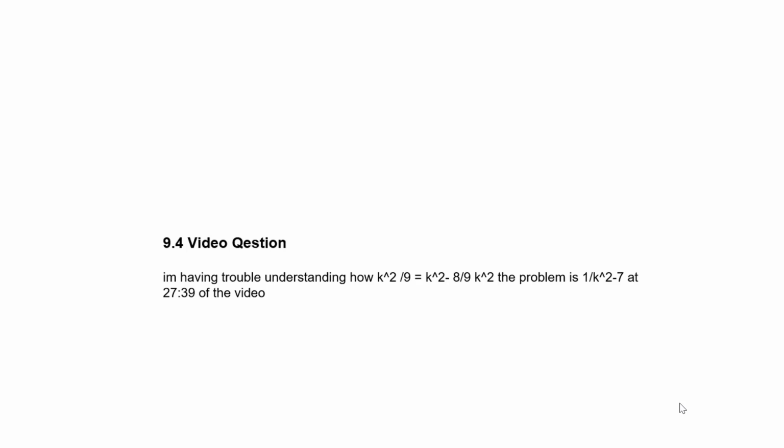I received a question from section 9.4 about the video presentation, and here is the question. I'm having trouble understanding how k squared over 9 is equal to k squared minus 8/9 times k squared. The problem is 1 over k squared minus 7 at 2739 of the video.